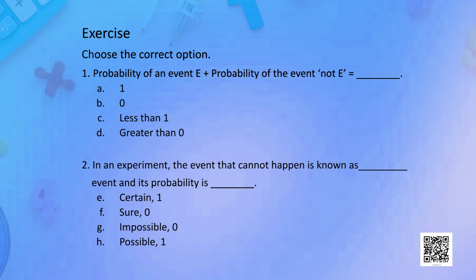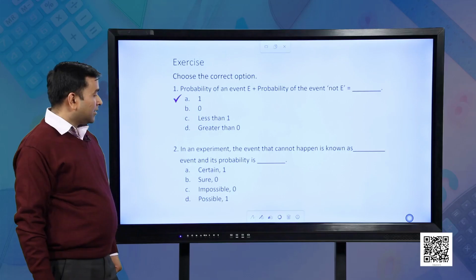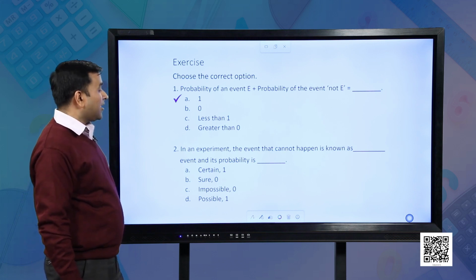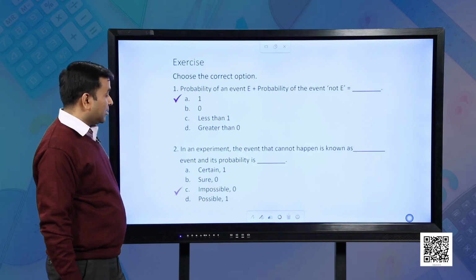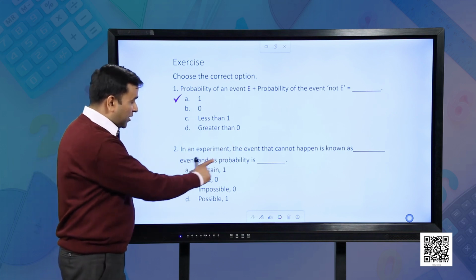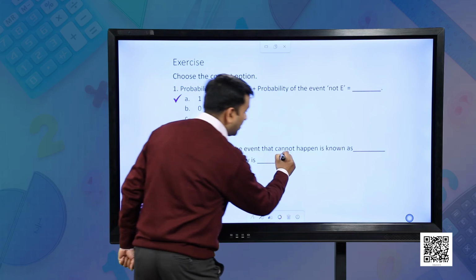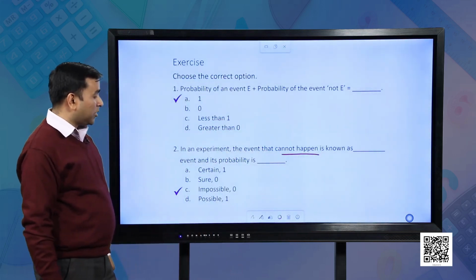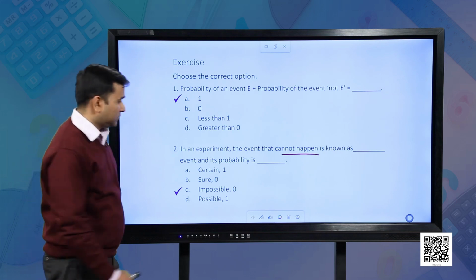Question 1. Probability of an event E plus probability of an event not E is equal to dash. What is it? Yes, you are correct. It is 1. Question 2. In an experiment, the event that cannot happen is known as dash event and its probability is dash. Yes, this is an impossible event. The event that cannot happen is an impossible event and its probability is of course 0.